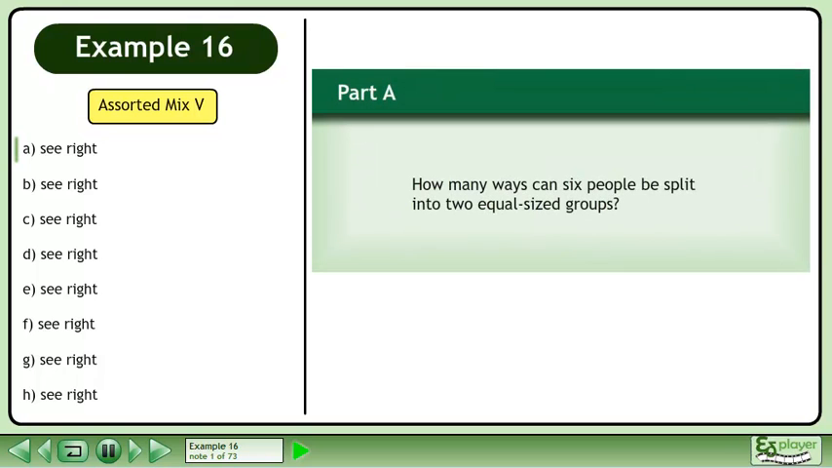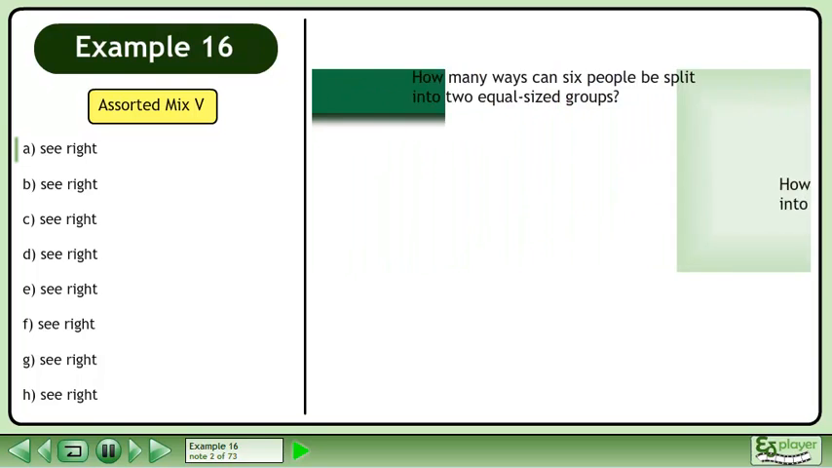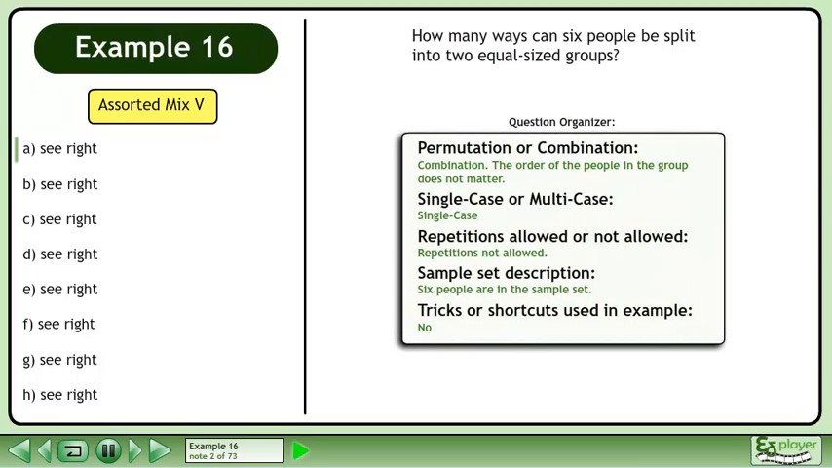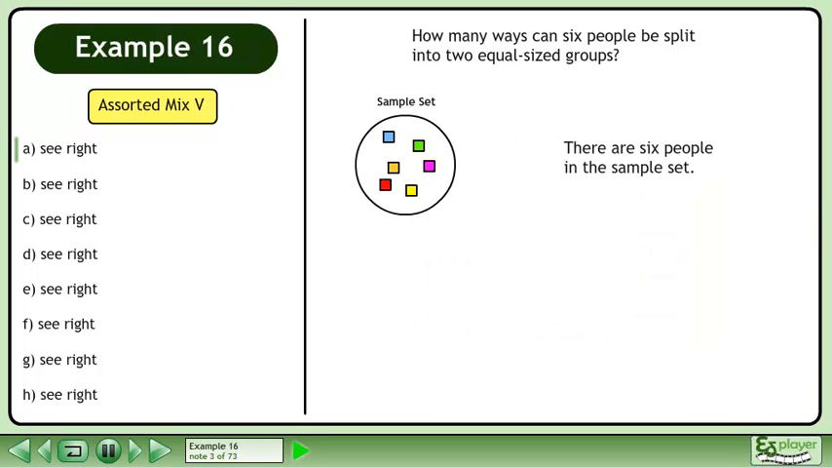How many ways can 6 people be split into 2 equal-sized groups? Pause the video and organize the information about this question. There are 6 people in the sample set.